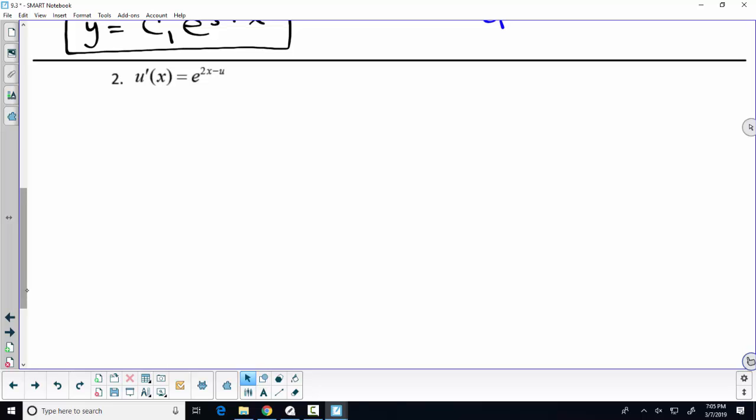So how, example 2 then, u prime, how would we separate that? Probably through the natural log of each side. So the natural log of both sides, then we would have just 2x minus u equals u prime, and then we could add u to both sides. So then we would have this.